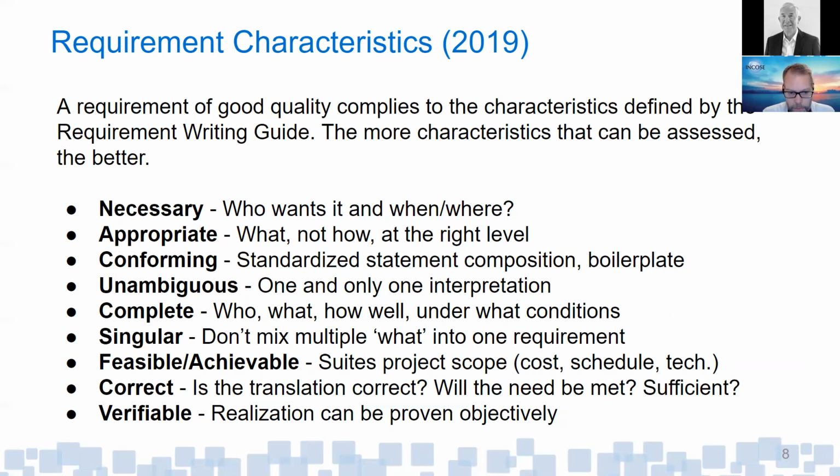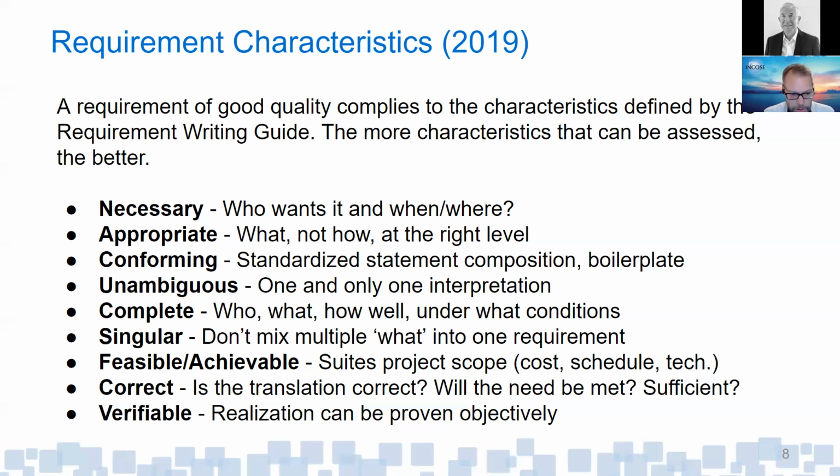It needs to be unambiguous. There should ideally be one and only one interpretation. It needs to be complete, and the way I like to think about that is those 4 key components: what, who, how well, and under what conditions. If you cover those, you're probably going to be pretty good. It needs to be singular, in the sense that we should only talk about one what in the requirement.